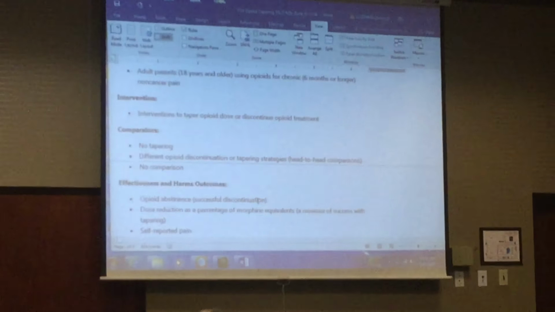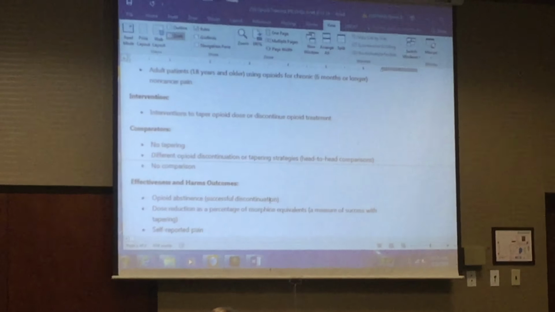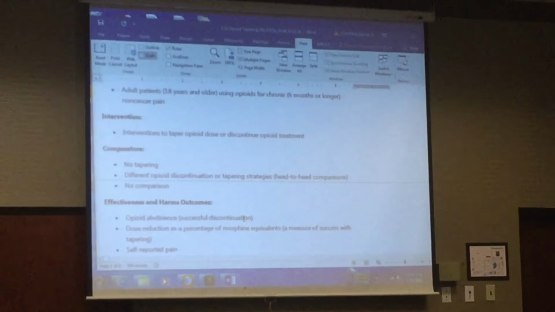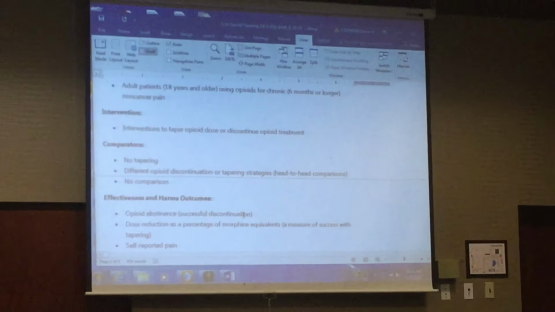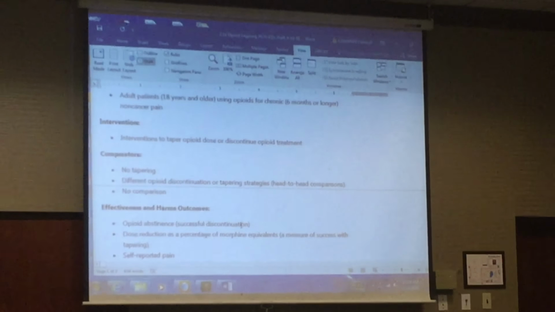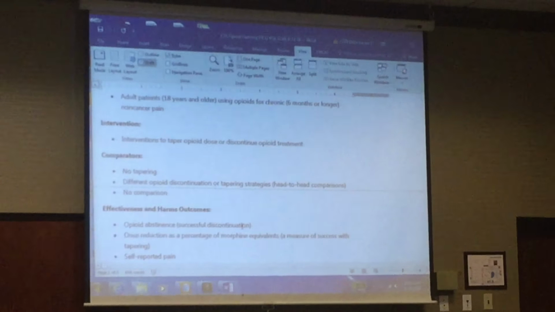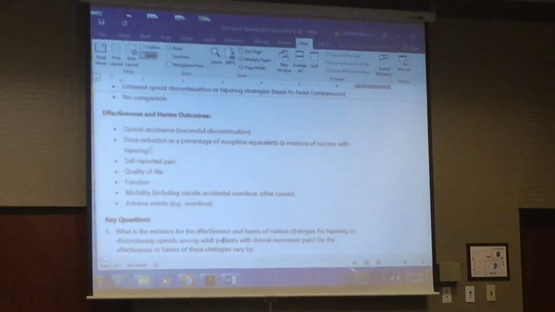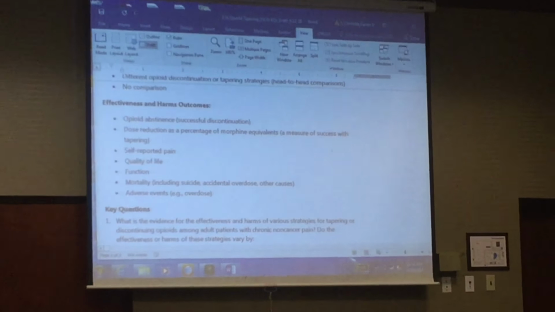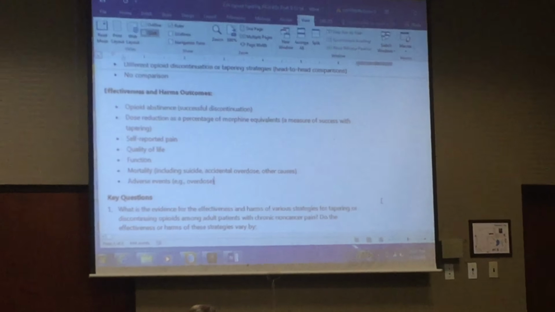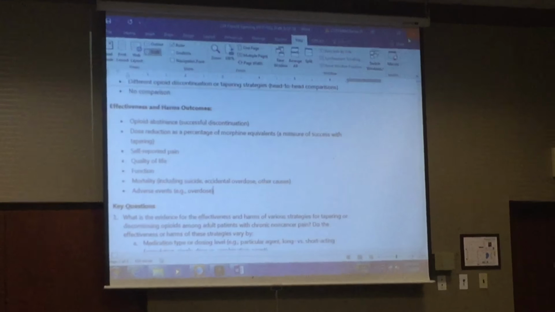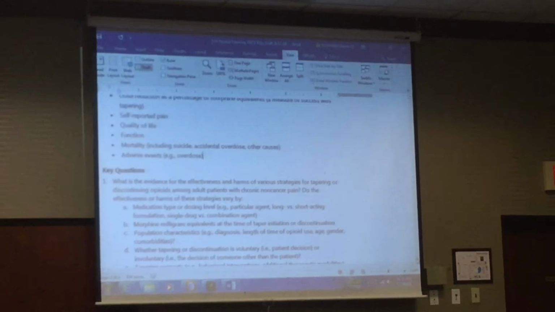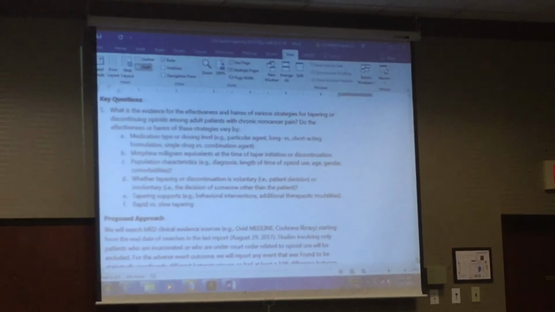The comparators would be no taper, different opioid discontinuation or tapering strategies, no comparison. So there are various things that we could have as comparators or have all. What we have asked to look for outcomes would be successful discontinuation, dose reduction, self-reported pain, quality of life, function, mortality. This would include accidental overdoses, suicide, any other causes of mortality, as well as adverse events like overdoses. So that's the PICO. Any input on that?